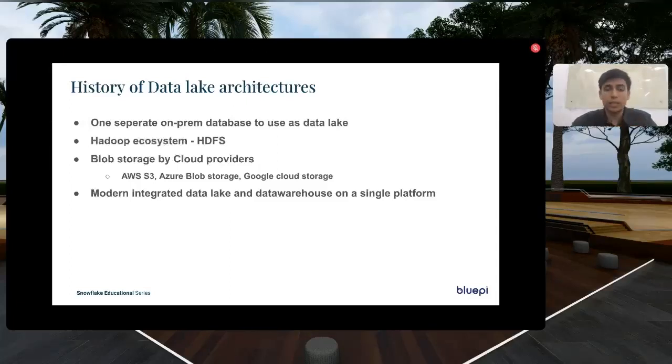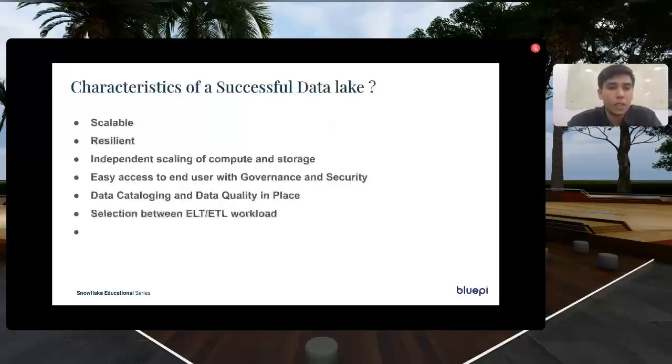Now, what are some of the characteristics of a successful data lake architecture in the modern world? So first of all, it should be scalable, because with big data, petabytes of data will come in, and your data lake should be able to scale. It should be resilient. There should be no data loss. There should be multiple copies of data, and that is provided in the last two architectures that we just saw. There should be independent scaling of compute and storage. We already talked about it. There should be easy access to the end user with governance and security.